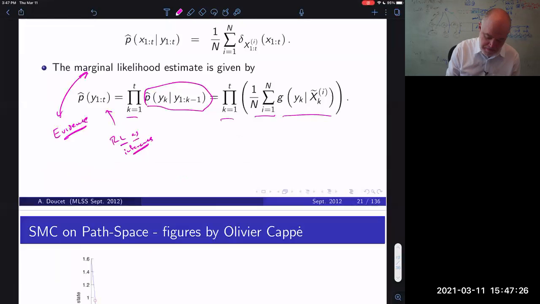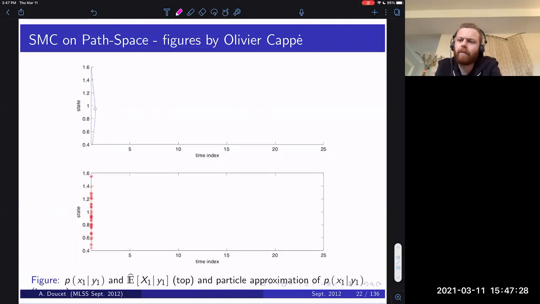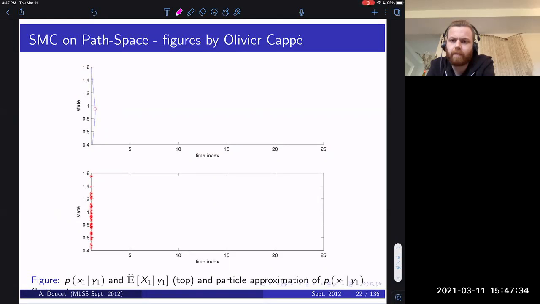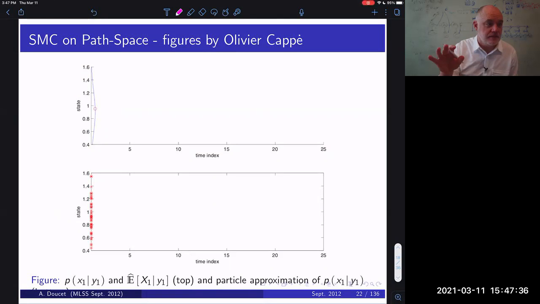Cool. Right, so what does this look like? We went through this like this much at the end of last lecture. So in systems like linear dynamical systems where we can compute quantities like this posterior distribution P of x1 given y1 analytically, we can plot that. That's going to be this, this blue line.